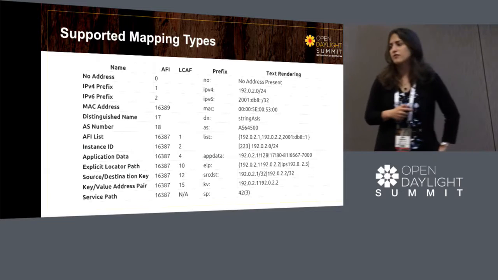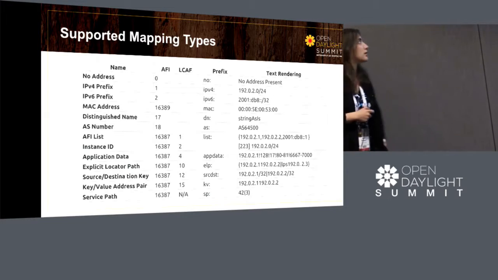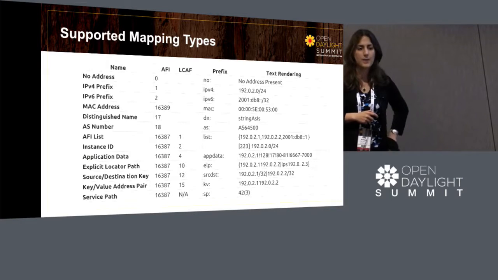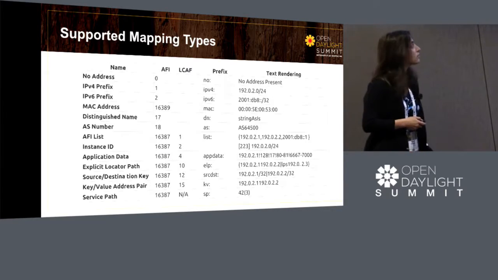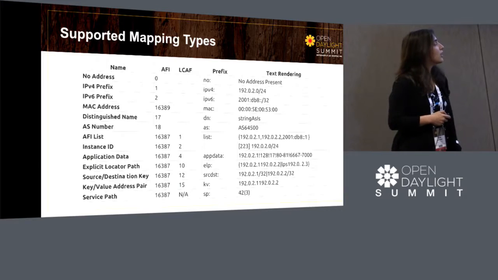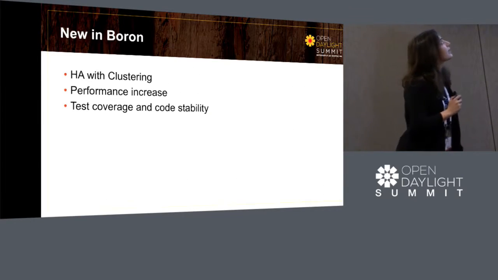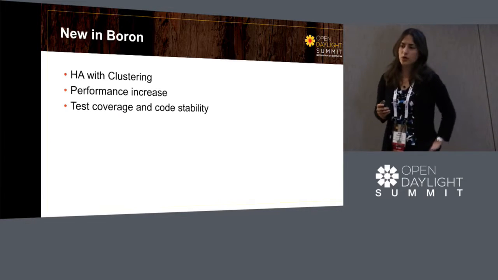This is a list of mapping types or data types that we support. I've already covered some of them, and it's here for your reference. I won't go into the details of that, but let's see what's new in Boron.